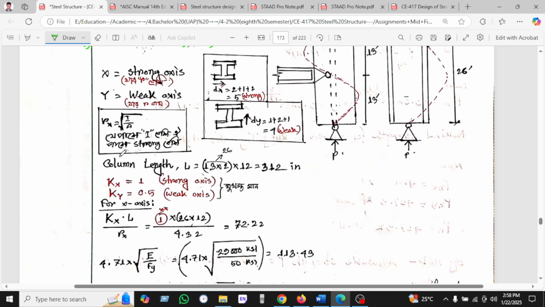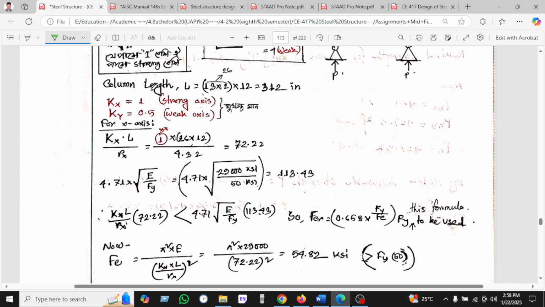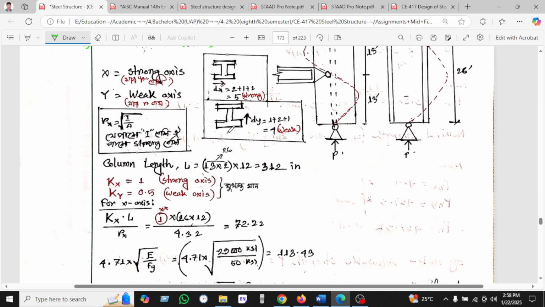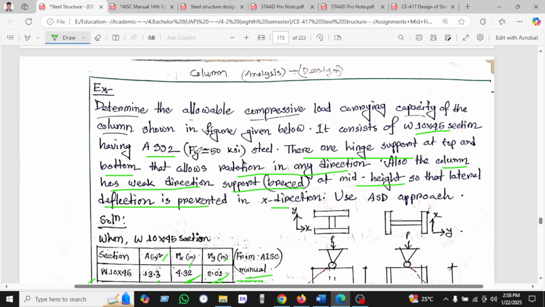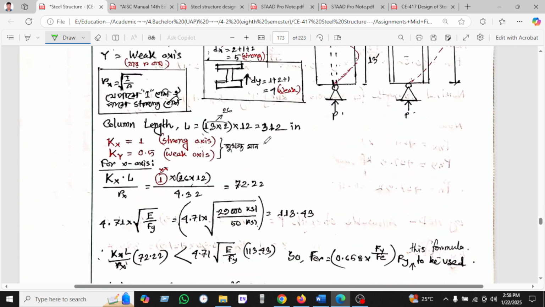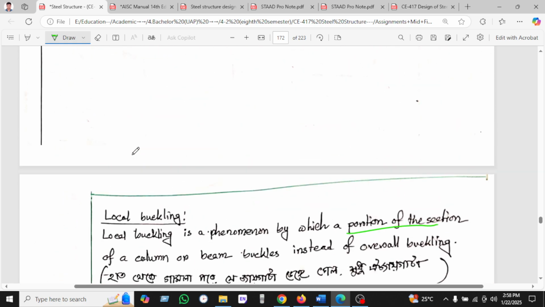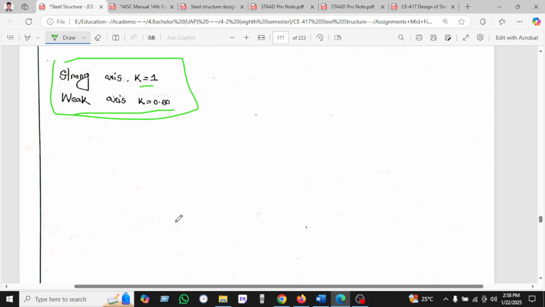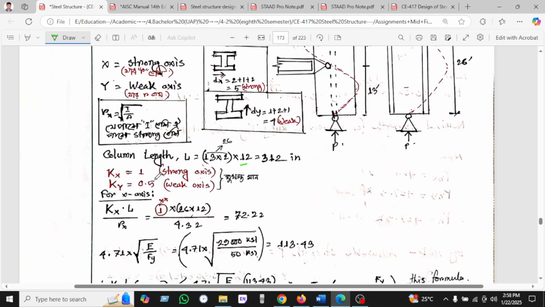So r equals root over I by A, as we know. The column length we know is 13, and it will be multiplied by 12, and kx equals 1 and ky equals 0.5. These constant values we must memorize. The strong axis k value is 1, and the weak axis k value is 0.5. So it is a value to memorize.